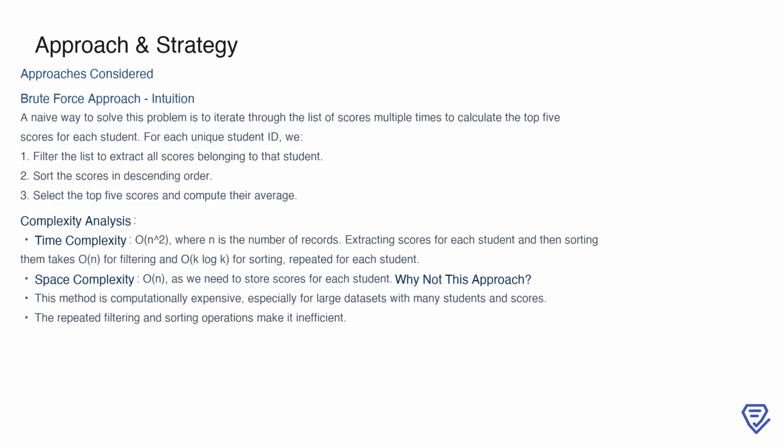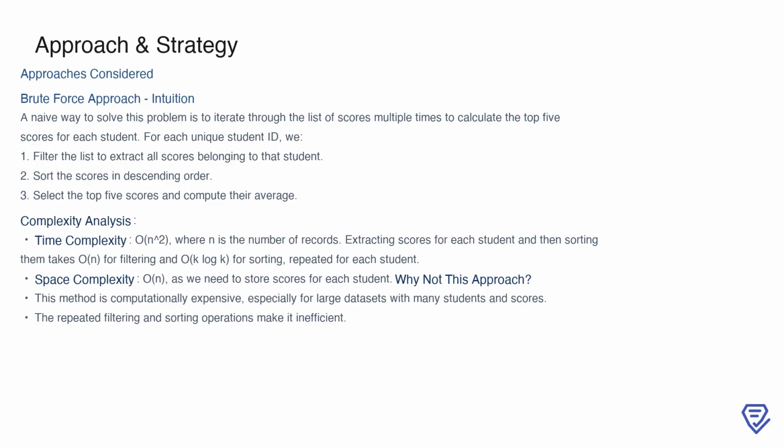For each unique student ID, we extract all their scores, sort them in descending order, pick the top 5, and calculate their average. While this might seem simple, it involves significant computational overhead. Specifically, for each student, we need to filter through the list to collect their scores, which takes O(n) time, and then sort those scores, which adds O(k log k) complexity, where k is the number of scores for that student.